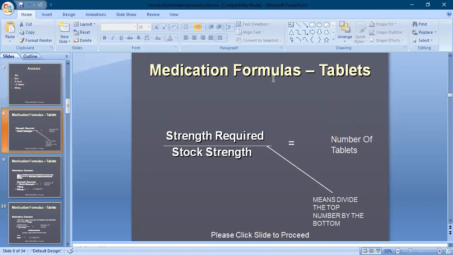The first formula is called the medication formula, for the number of tablets. Number of tablets equals the prescription requirement, or strength required for the patient, divided by the medication in your hand, or what is in stock. For example, if the doctor's prescription is 800 and the medication in your hand is 400, you need 2 tablets, just using this formula.